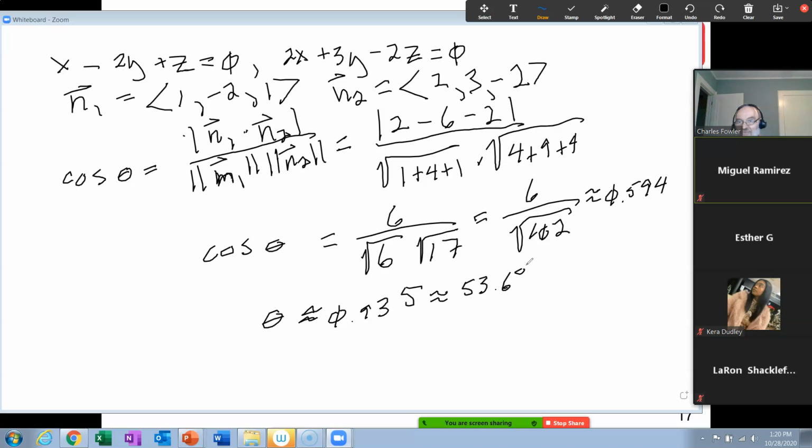The line of intersection means that these two expressions have to be equal to each other. So what we do here is set these equal to each other. Let's see if we can do it down here: x minus 2y plus z has to equal 2x plus 3y minus 2z.